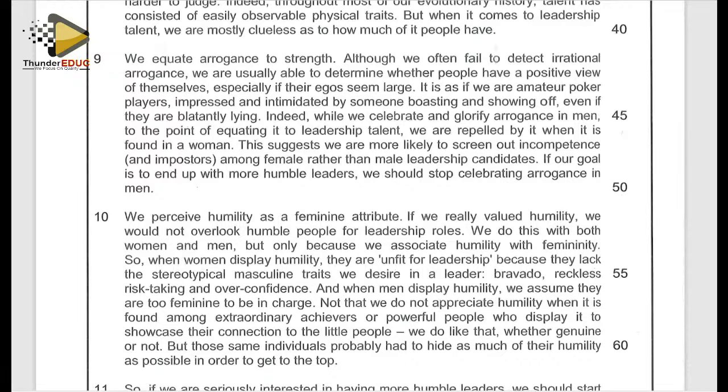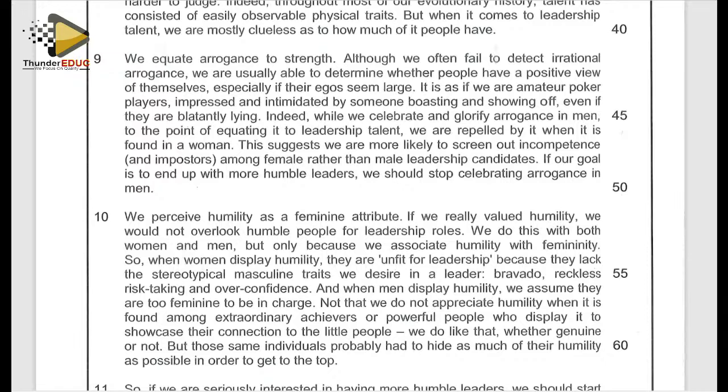to leadership talent, we are repelled by it when it is found in a woman. This suggests we are more likely to screen out incompetence and imposters among females rather than male leadership candidates. If our goal is to end up with more humble leaders, we should stop celebrating arrogance in men. Okay, it says text B, we have Rudy.